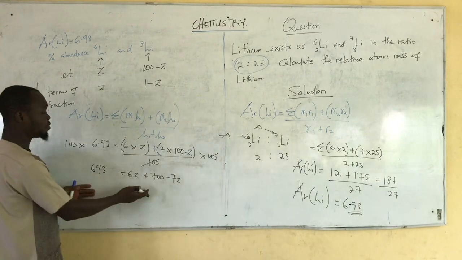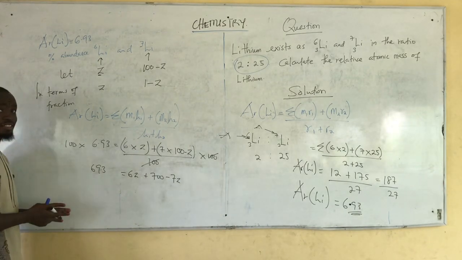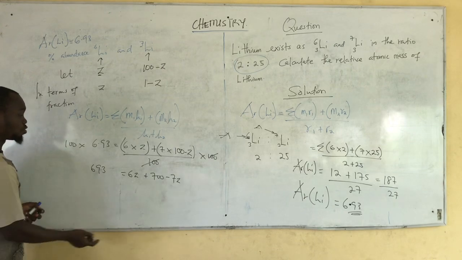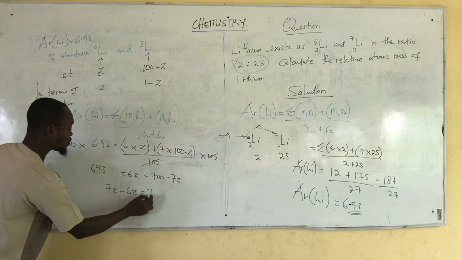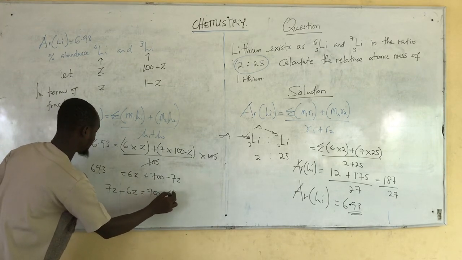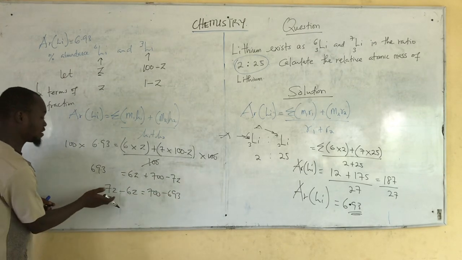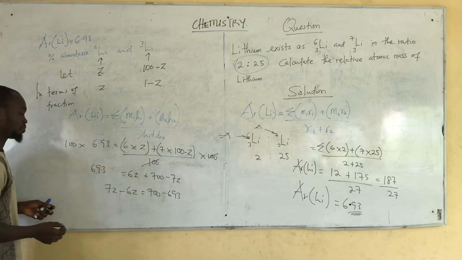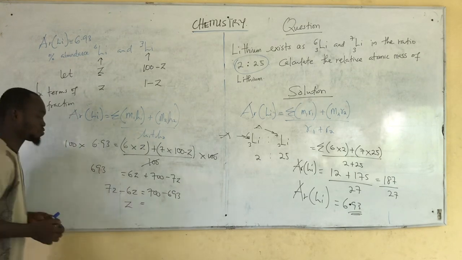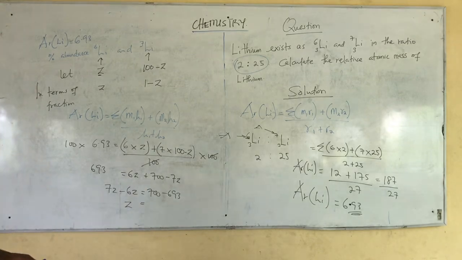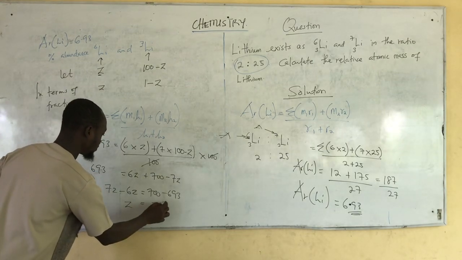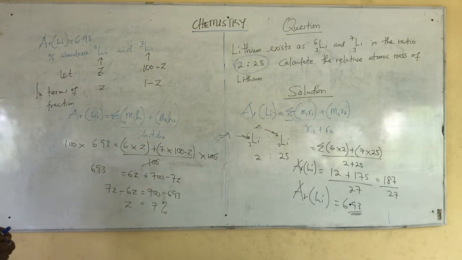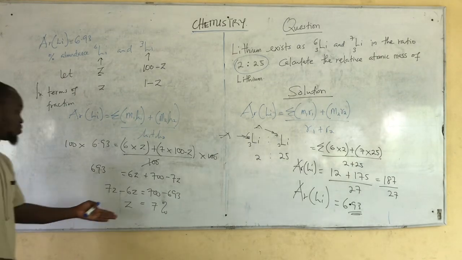Is that okay? So once we get here, we do grouping of like terms. This is a linear equation with a variable. So we group all like terms. So we have 7Z minus 6Z is equal to 700 minus 693. So 7Z minus this, what are we going to get? We are going to get Z. So Z is equal to 700 minus 693, and that is equal to 7%. So our Z for the first one is equal to 7%.